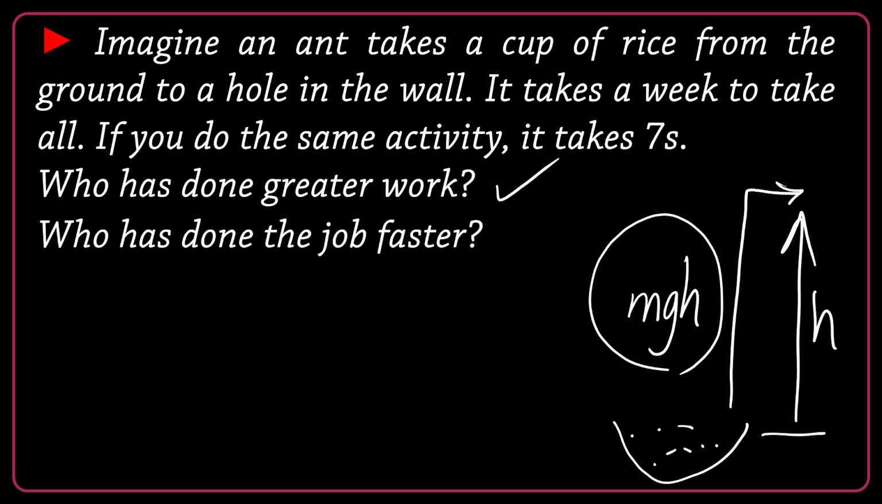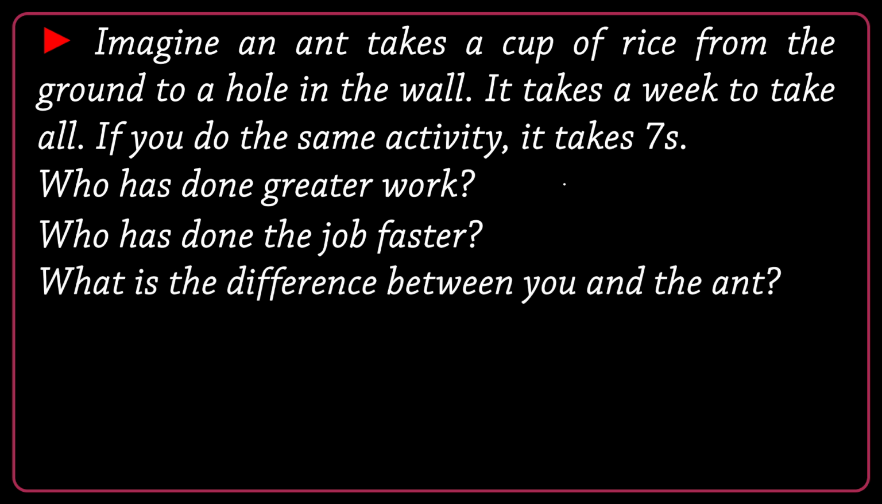Who has done the job faster? Of course, you have done it faster. 7 seconds compared to a week. You are much faster. What's the difference between you and the ant? The difference is exactly power. You have done a specific work like the ant, but the time taken for that is much smaller for you. So if I divide the work done by the time, although the work done is the same for both, this ratio is different for you and the ant.